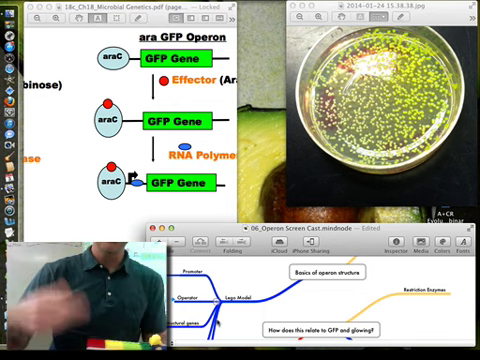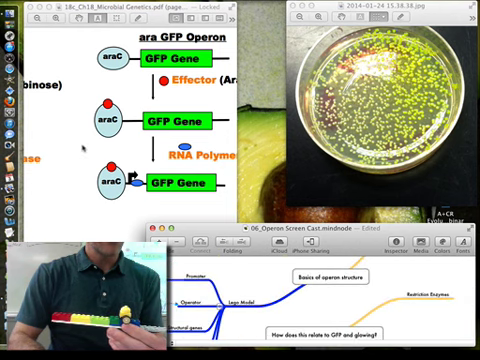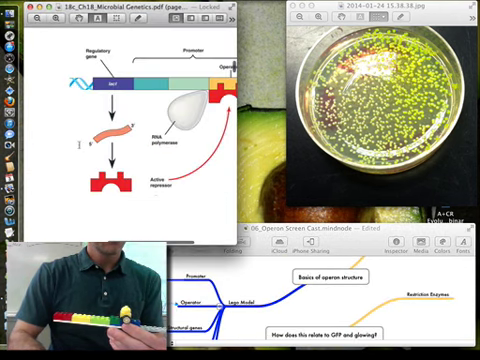Pretty slick. And again, you can see this in your text. This Lego model is the same thing as this.